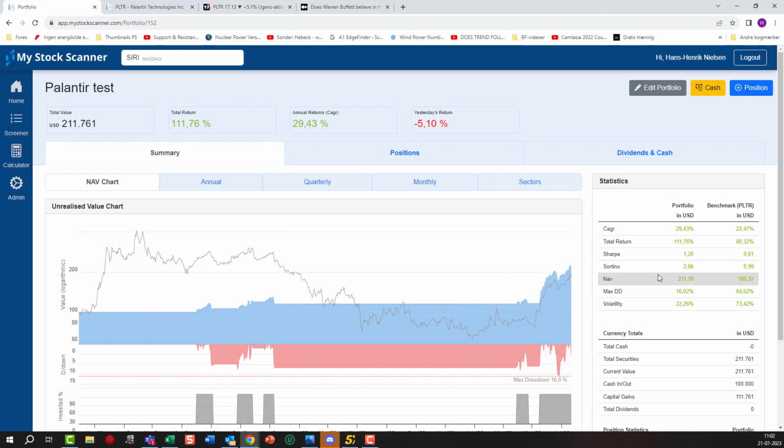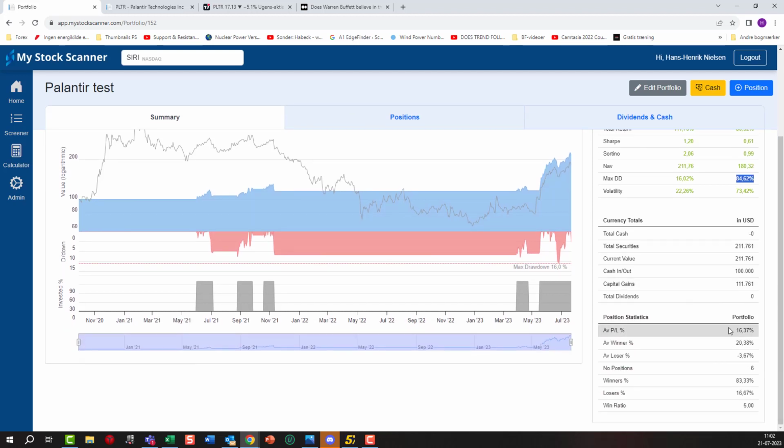If you saw my video about Sharpe and Sortino, you can see that our risk-adjusted return is actually double that of if we had just been buying and holding Palantir, hoping for some good upturn. Our max drawdown is 16%, whereas if you had bought the stock here, kept it, and had to live through this drawdown, you would have taken an 84.62% drawdown, and you can see that the volatility is also amazing here.